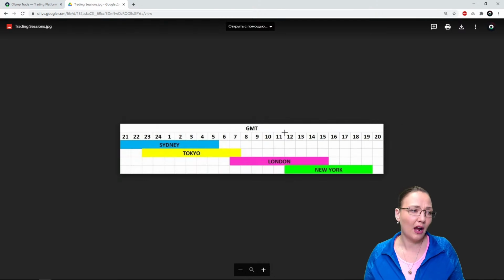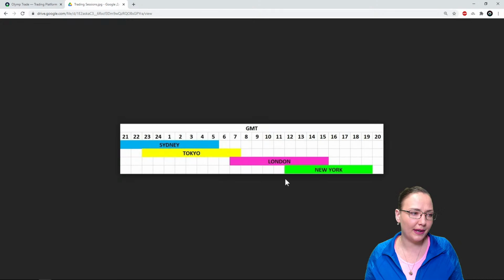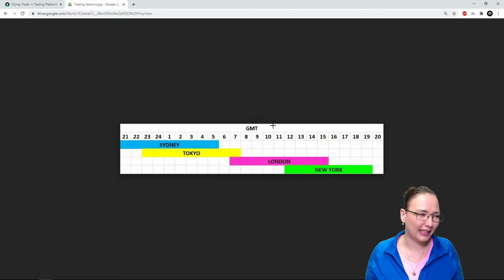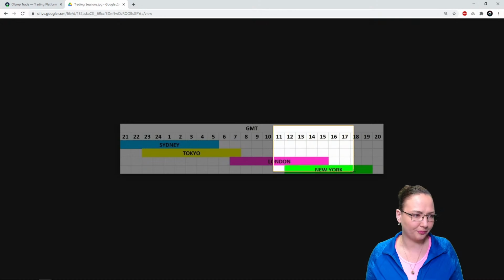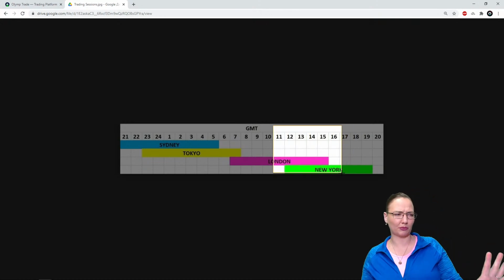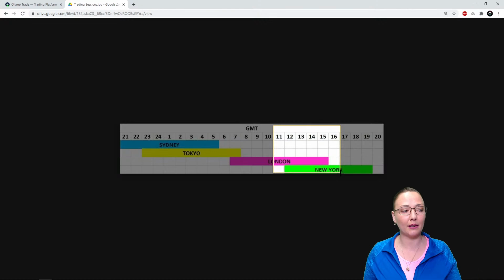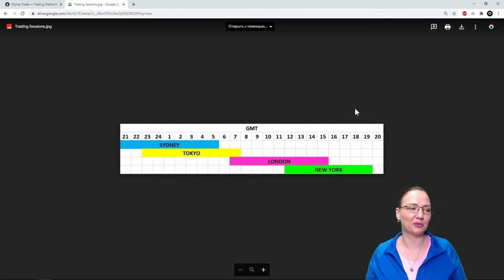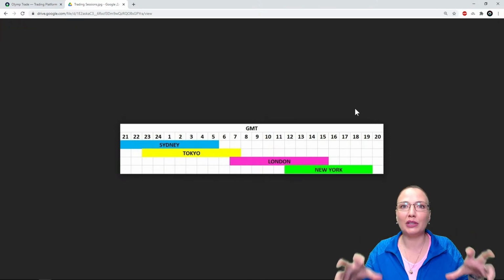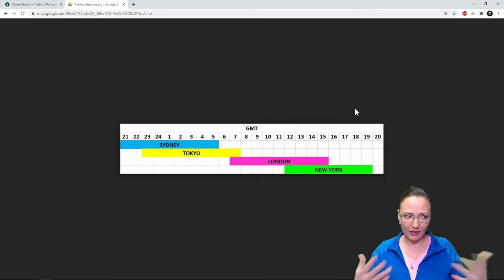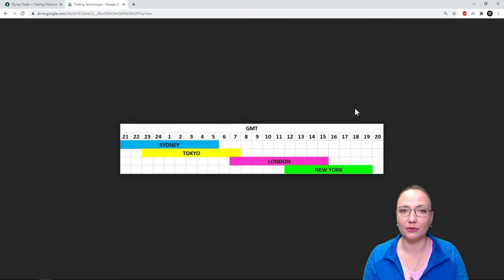So my friends, I would probably focus around the area from around 11 a.m. to about 4 p.m., give or take, to catch really, really big moves during this trading session, if this is comfortable for you.